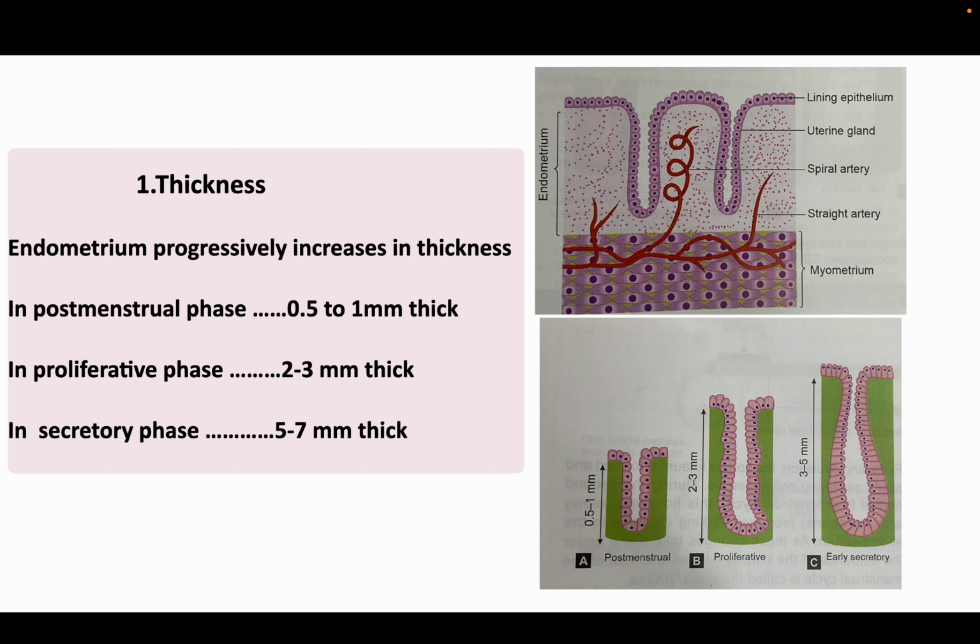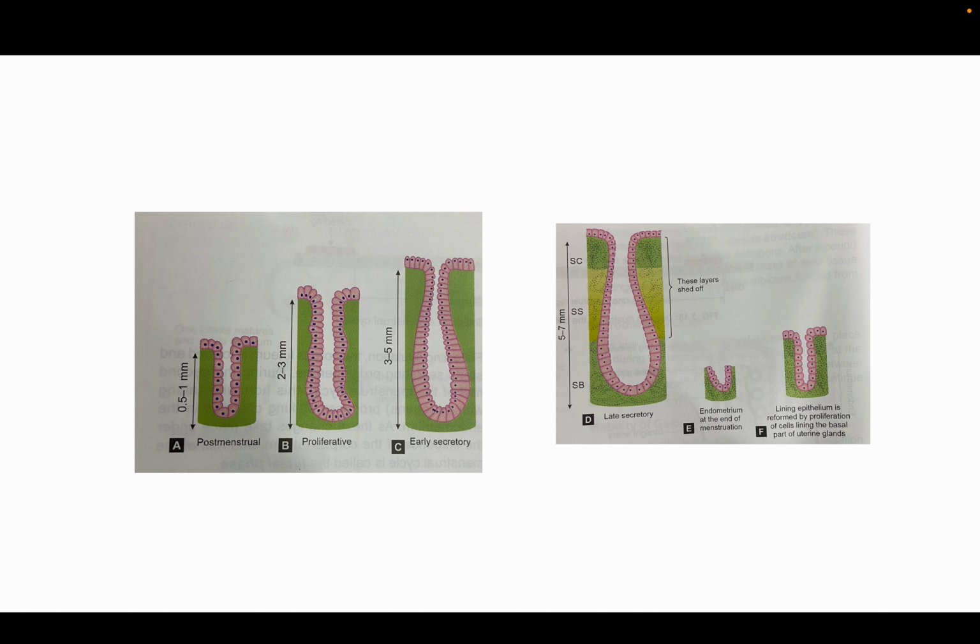First, the thickness. Now endometrium progressively increases in thickness. In post-menstrual phase, it is 0.5 to 1 millimeter. In proliferative phase, it is 2 to 3 millimeter, and in secretory phase, it is 5 to 7 millimeter thick. So these are the changes which are happening during the menstrual cycle. So again, this is the diagram. These diagrams are taken from your standard books.